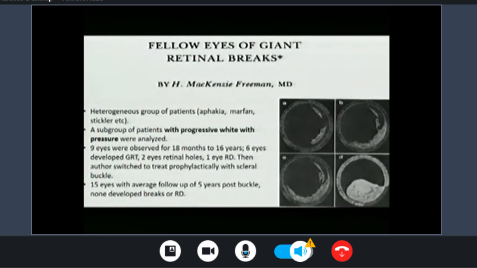A subgroup of patients with progressive white with pressure were analyzed, and the author had 9 eyes who were observed for up to 16 years. Six of them developed giant retinal tear, two developed retinal holes, and one eye developed retinal detachment. And then he decided, well, let's switch now to doing prophylactic scleral buckle.